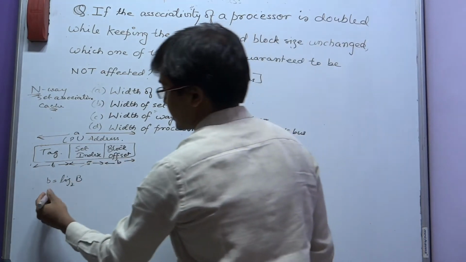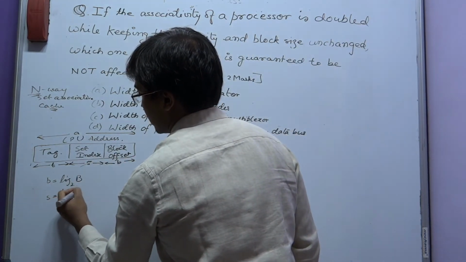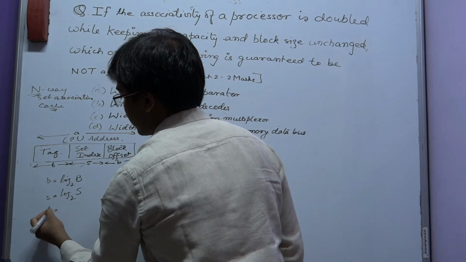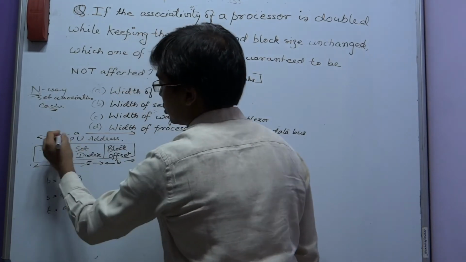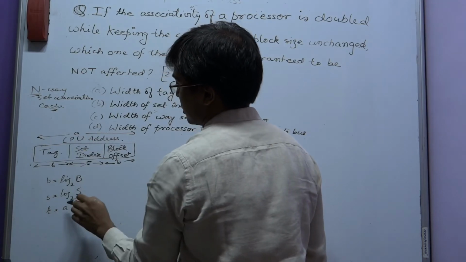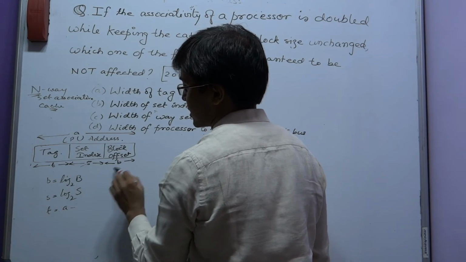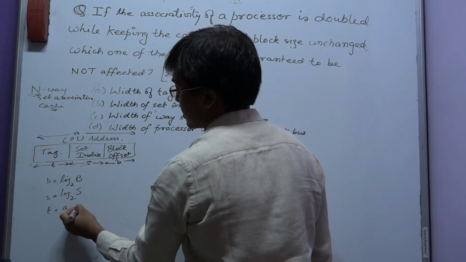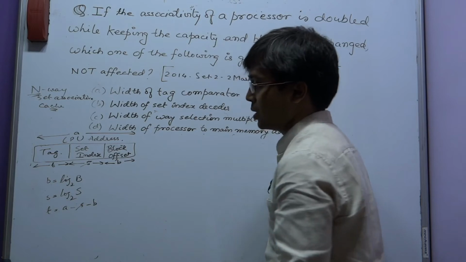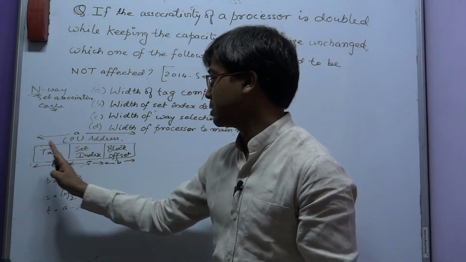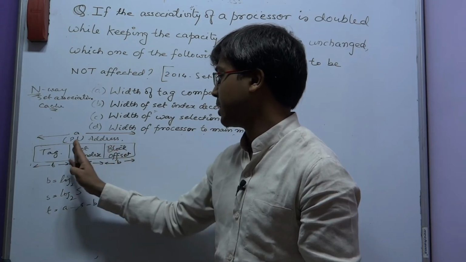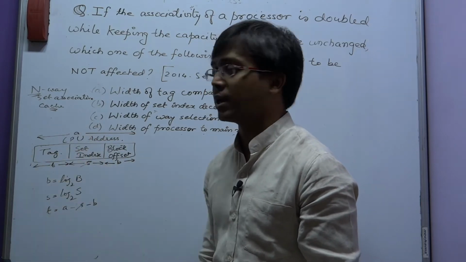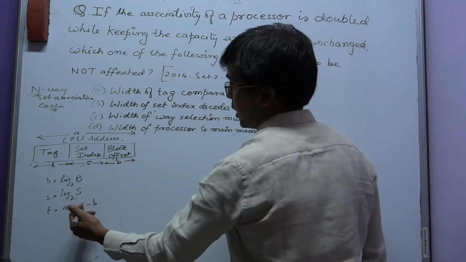Small s, the width of the set index, is given by log base 2 of the number of sets in the cache. The width of the tag field is small t equals a minus s minus b. If we subtract s and b from a, we get t. So the width of the tag field is the remaining bits: if we take the block offset bits and the set index bits out of the CPU address, what remains is the tag field.